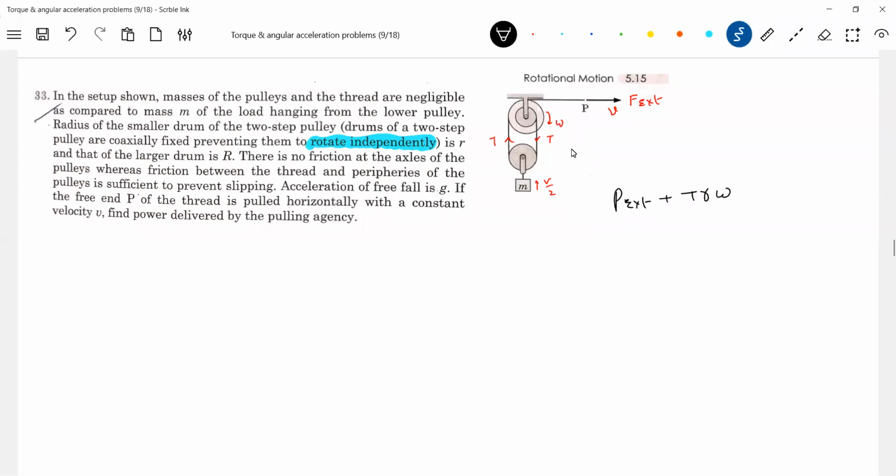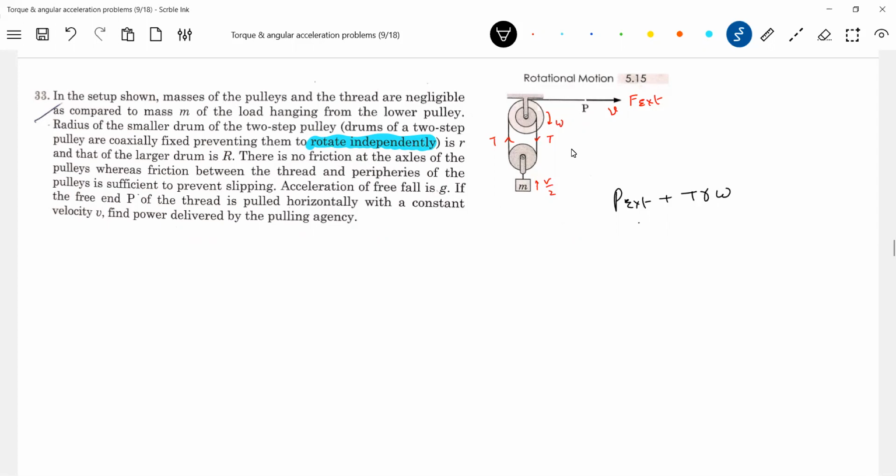It will also generate positive power. You can say that power generated by a given torque is positive when the torque and omega are in the same direction. Look at the T into R on the smaller drum, clockwise. The angular velocity can only rotate clockwise, so therefore it will be positive. And the external agent, that is what the question is asking. This should be equal to. Then how much tension will act here?